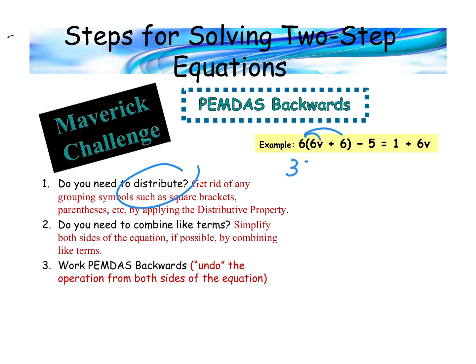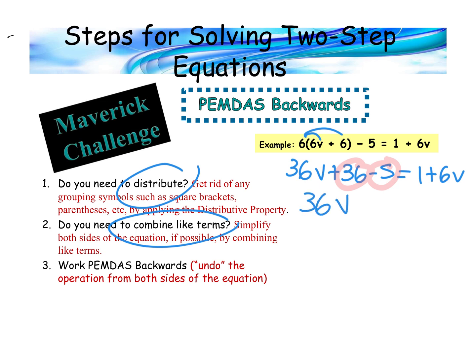6 times 6v is 36v plus 36 minus 5 equals 1 plus 6v. There's nothing else to distribute. Can we combine like terms? Yes, we can. That 36 right here and this negative 5. So we're going to do 36v plus 31 equals 1 plus 6v.